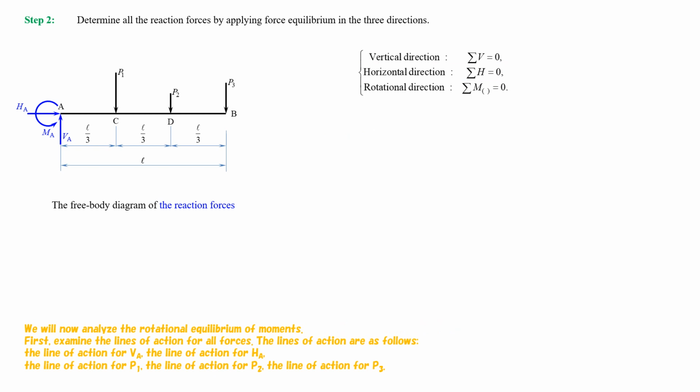We will now analyze the rotational equilibrium of moments. First, examine the lines of action for all forces. The lines of action are as follows. The line of action for VA. The line of action for HA. The line of action for P1. The line of action for P2. The line of action for P3.